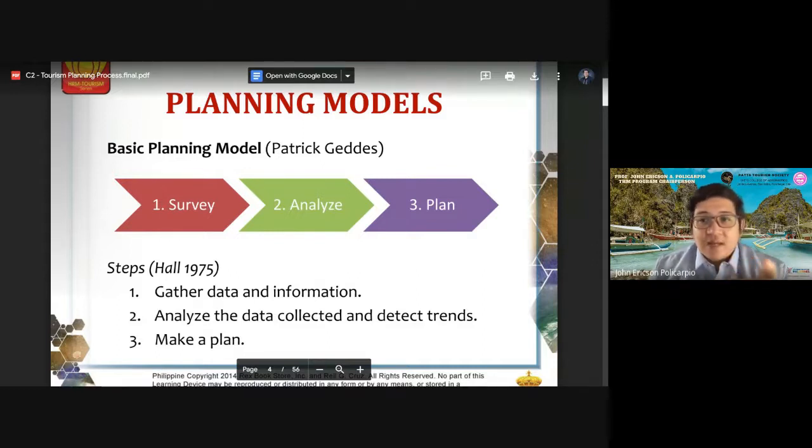And lastly, they agreed on the final step: make a plan. The action of making the plan is derived from gathering the data and analyzing data and trends. So that's the basic planning model as proposed by Geddes, and as augmented by Hall in 1975.